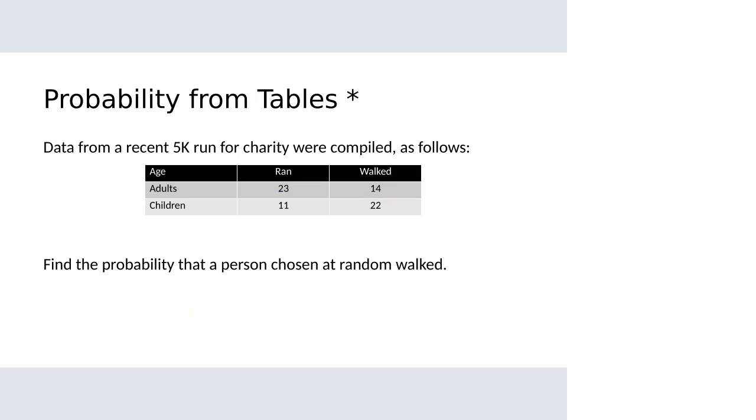All right, here goes. Same data from this 5K run that we were talking about in the last problem. My question for you in this one is: find the probability that a person chosen at random is somebody who walked. I'll set up a poll and let you try it.